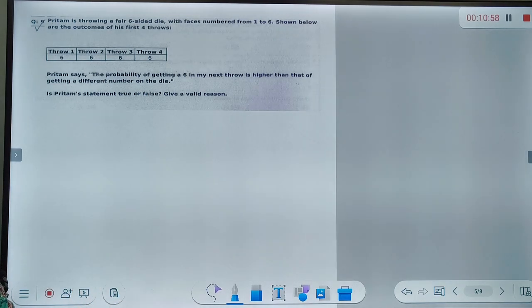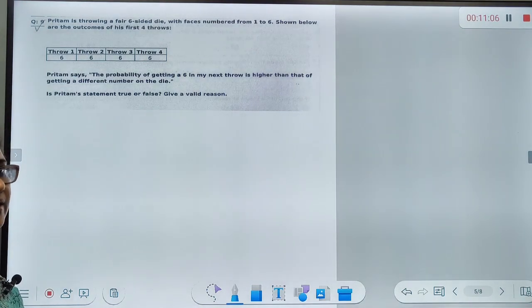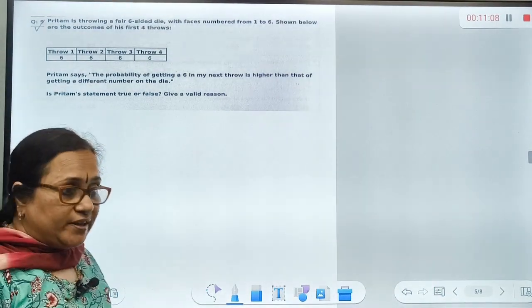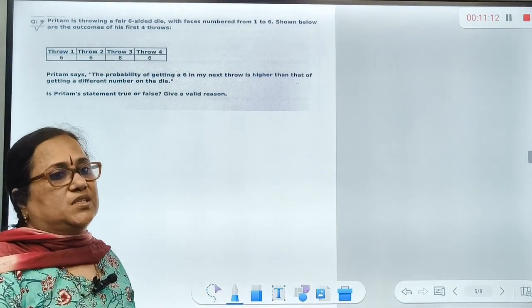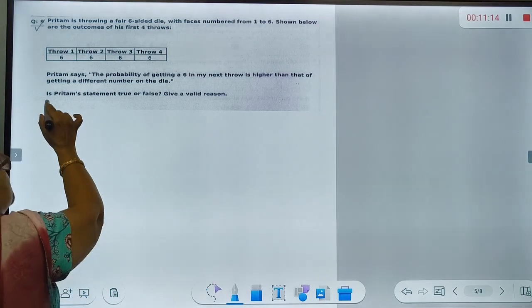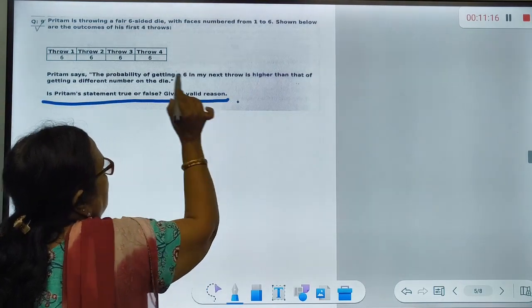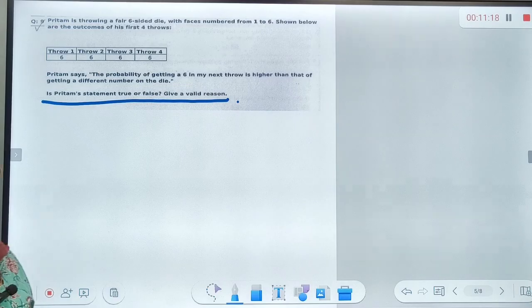Now he says the probability of getting a 6 in my next throw is higher than getting a different number on the die. So now he thinks next time when he throws, there is more chance of getting a number 6. Is Preetham right? Is Preetham's statement true or false? That's what we are going to discuss now.